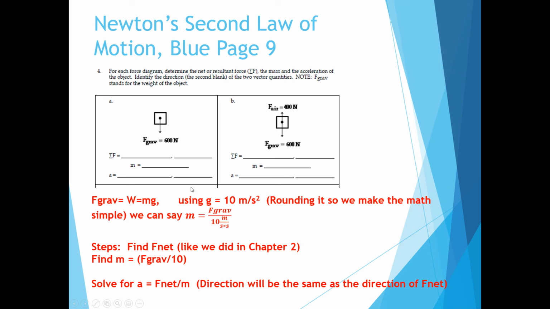The other thing that we know is that we can determine our net force by just looking at the picture. So our net force here is going to be 600 newtons down. Here, if we look at it, we've got 400 up and 600 down. We know that it's 200 newtons down. So once we have those two pieces of information, the net force and the mass, we can solve for the acceleration by taking a equals the net force divided by m. And the direction of the acceleration is always going to be the same as the direction of the net force.